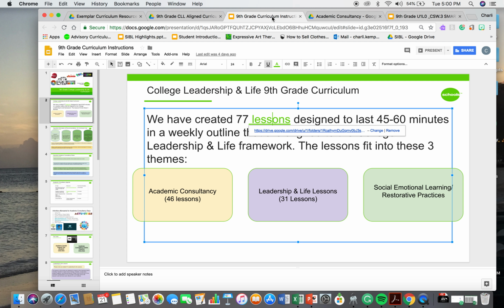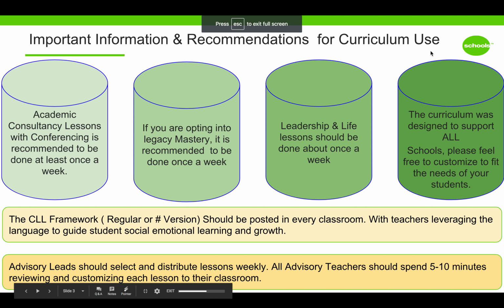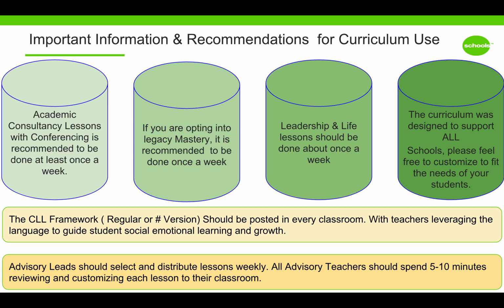Going back to our instruction manual, this will take us into our important information that you should definitely know. Academic consulting lessons, it's important that conferencing is done at least once a week. And ideally, you will get through at least 80% of your students within a month, and then 20% of your students are probably going to be students who have additional needs that you may want to see 2 to 3 times a month.